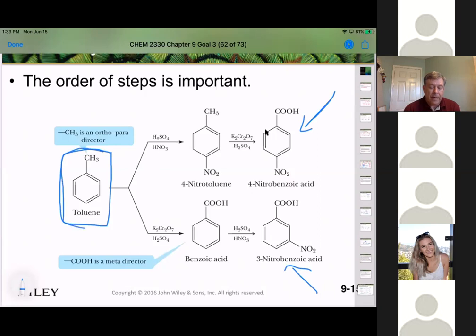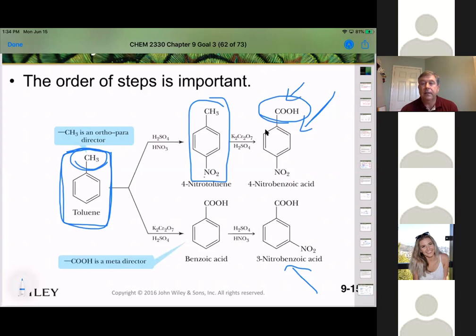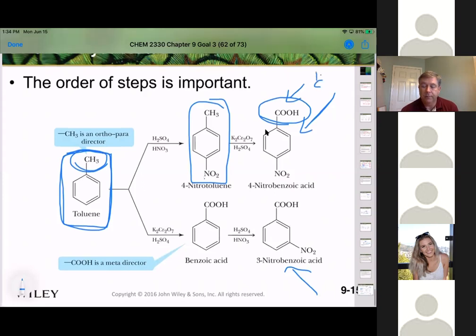Because as it sits, toluene is an ortho-para director, which means if you wanted the nitro group in the para position, you want this methyl group to be intact because it's going to be a donator. It's going to give you the para isomer here. And then when you oxidize that methyl group, you end up creating an electron-withdrawing group. It's a carboxylic acid here. It's got that carbonyl on it, which is partially positive, meaning that it would deactivate the ring or direct it meta.